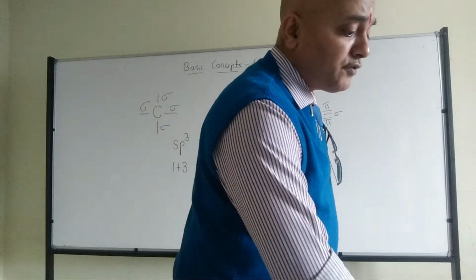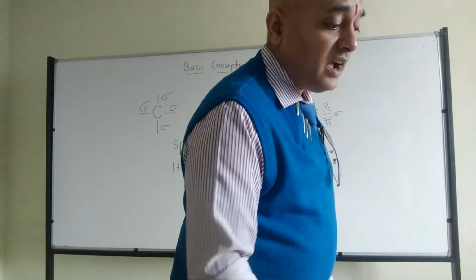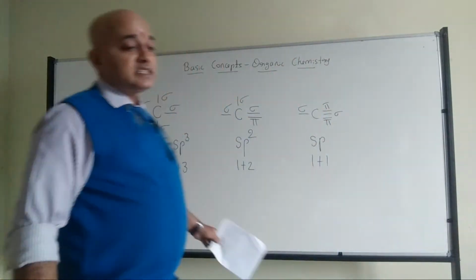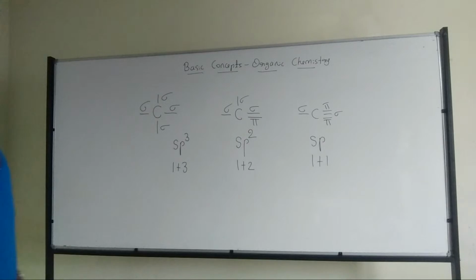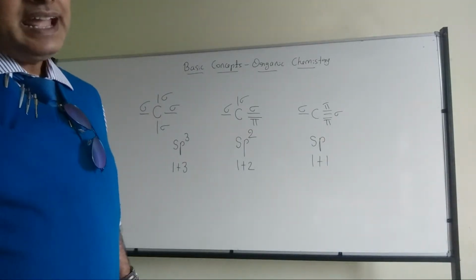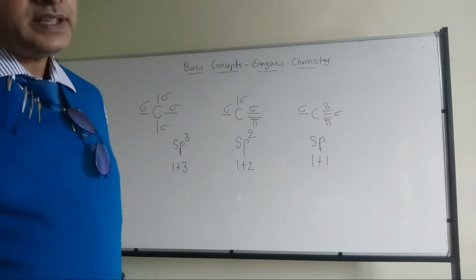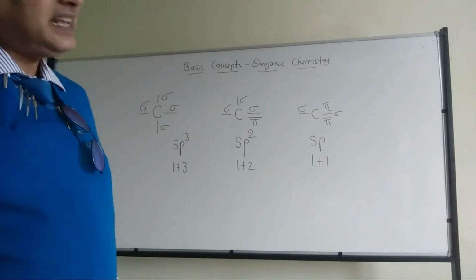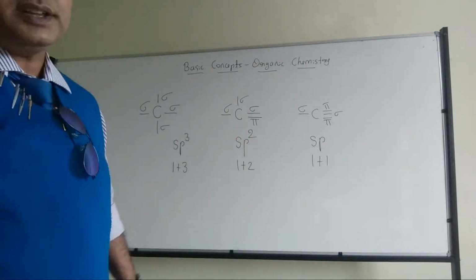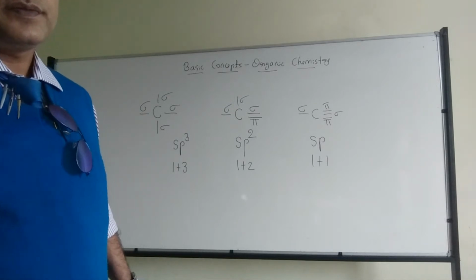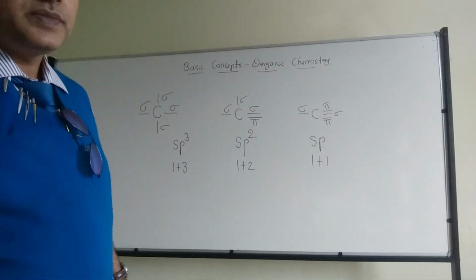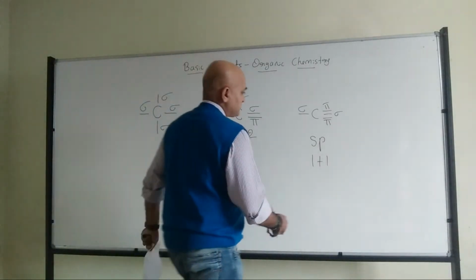Now, can any one of you tell me what is the share between s and p orbitals in sp hybridization? Percentage-wise, you should tell me what is the share between s and p orbitals. Anyone? It's very simple.